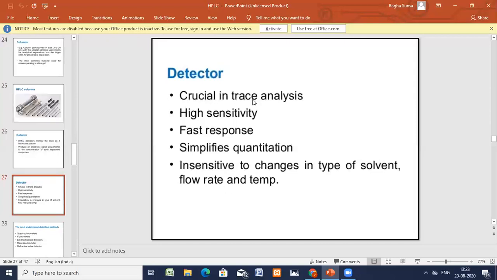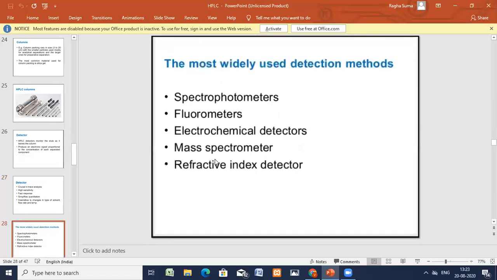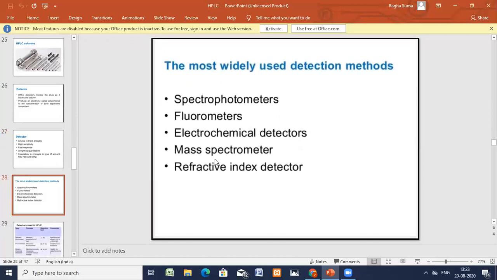So it is crucial in trace analysis, and it is highly sensitive. It gives a fast response and simplifies quantitation, meaning how much quantity of each component of a mixture is present is easily determined. It is insensitive to changes in the type of solvent, whatever solvent you change to, and the flow rate and temperature also do not affect it. We'll see some examples of what is being used.